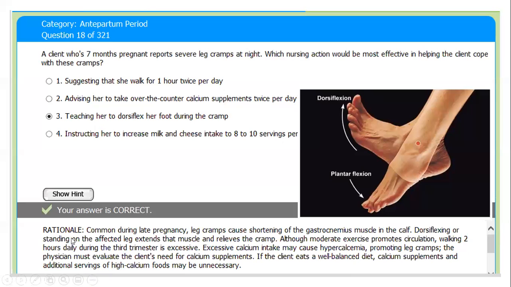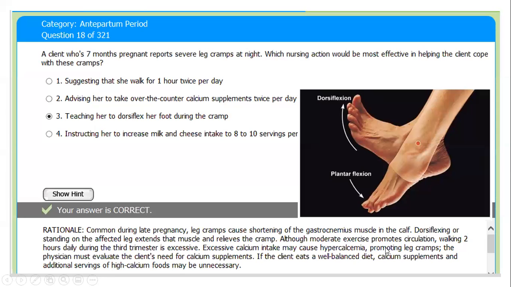What else? The rationale says that commonly during late pregnancy, leg cramping is caused by shortening of the gastrocnemius muscle in the calf. Dorsiflexion or standing on the affected leg extends that muscle and relieves the cramping.